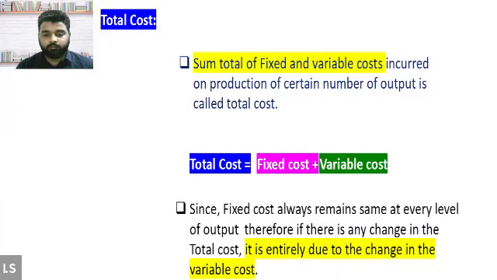All right. Since fixed cost always remains the same at every level of output, if there is any change in the total cost, it will be entirely due to the change in the variable cost, right? As we know, fixed cost is not going to change at any level of output. Therefore, any change arising in the total cost will definitely be because of the change in the variable cost, not because of the fixed cost.